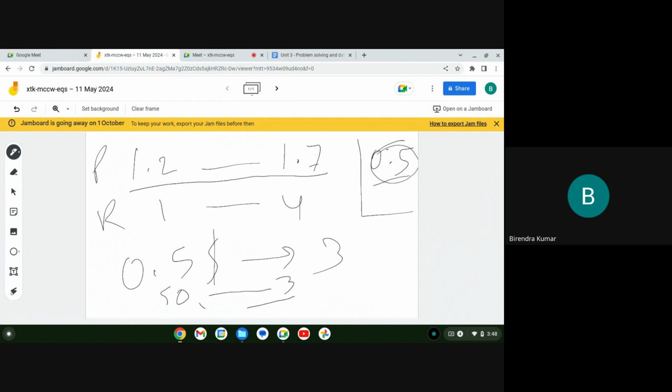1 cent will lead to an increase of 3 by 50 points. 10 cents, that's what the question asks, will lead to 3 by 50 into 10. See, again, it's 3 by 5. 3 by 6 would have been 0.5. It is a little more than that. So I will still go with 0.5. That looks to be the right answer.